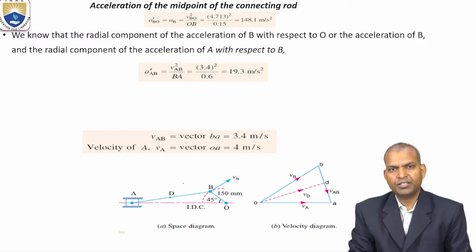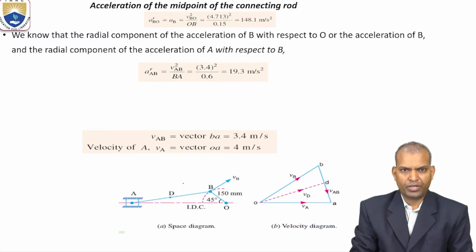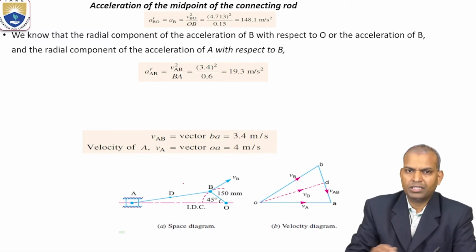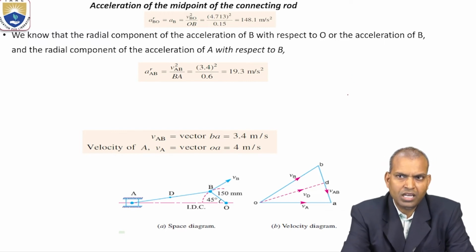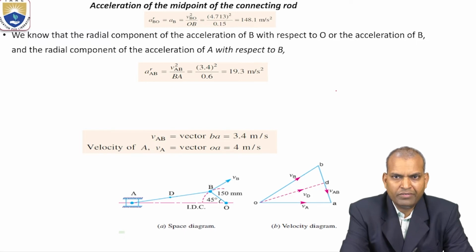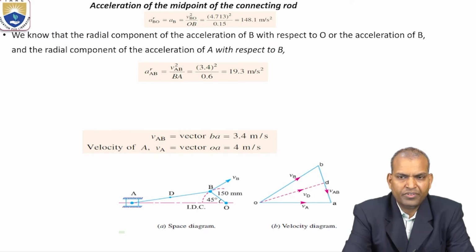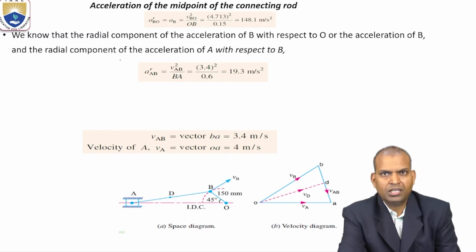In order to find the midpoint D, we found the velocity of the connecting rod AB and the velocity of the slider A in the previous slides. Now there is another objective given: the angular velocities and components. What is the angular velocity of the component? Let us discuss.